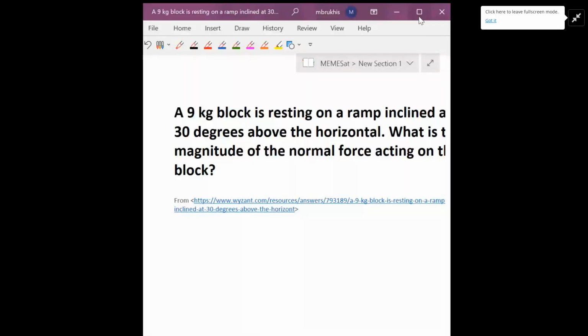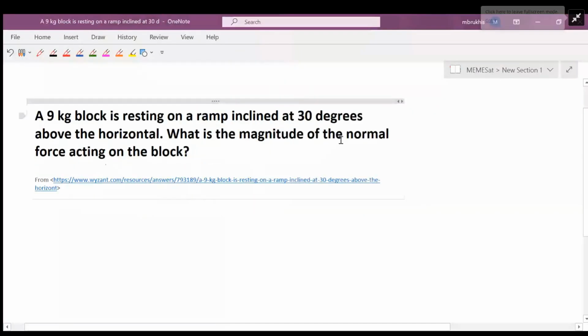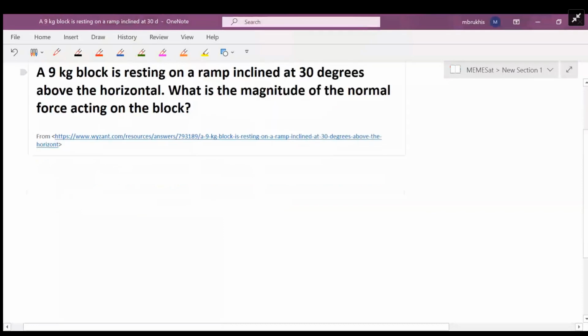Perfect. So a 9-kilogram block is resting on a ramp inclined at 30 degrees above the horizontal. What is the magnitude of the normal force? First thing I'm going to do is draw our scenario.